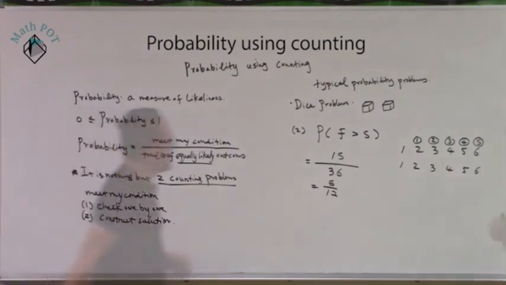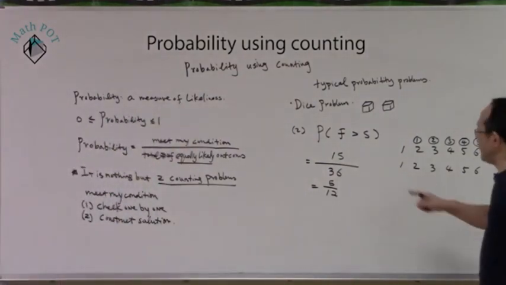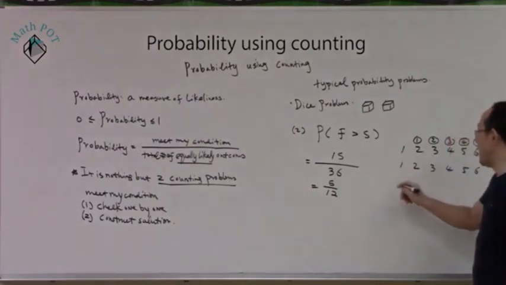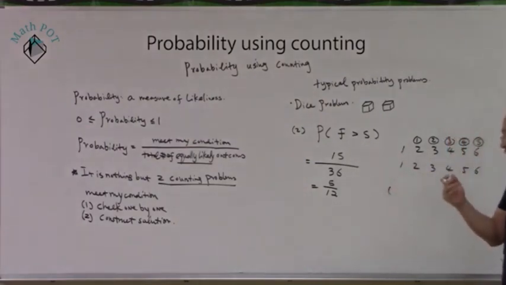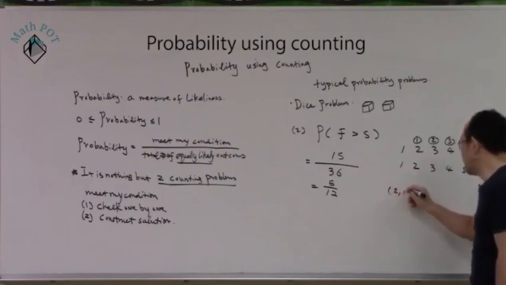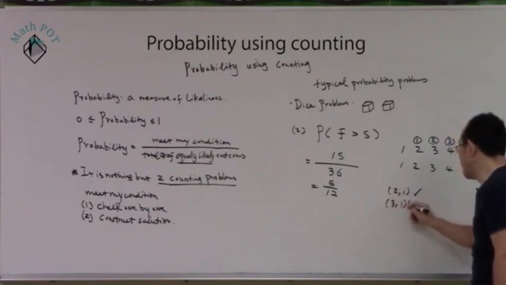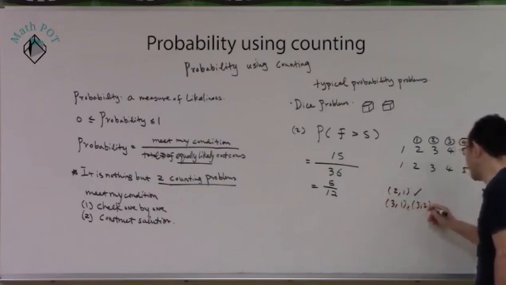So well, how about this one? Can we solve this one by constructing a solution? Definitely we can do this. For example, the first number is greater than the second. If the first number is 1, definitely we have no outcome. How about first number 2? Of course, could be 2,1. That's definitely okay. How about 3? Of course, 3,1 is one, and 3,2 is another one.